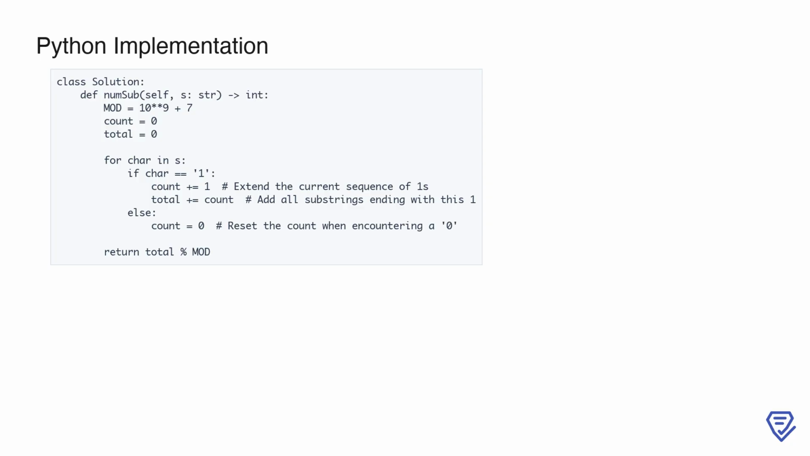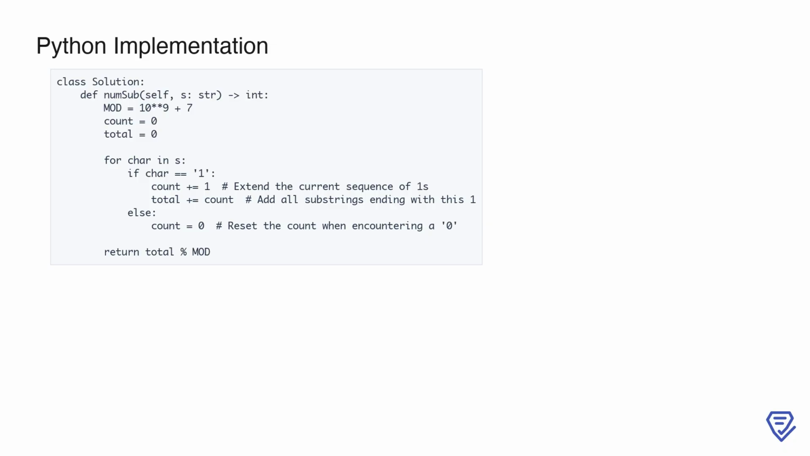This solution calculates the number of substrings consisting only of ones in a binary string efficiently. The algorithm uses a greedy approach, iterating through the string while maintaining a count of consecutive ones. Here's a detailed explanation. 1. Initialization. The variable mod is set to 10 to the power of 9 plus 7, as required by the problem to keep the result within the modulus. Count tracks the current streak of consecutive ones, while total accumulates the total number of valid substrings.